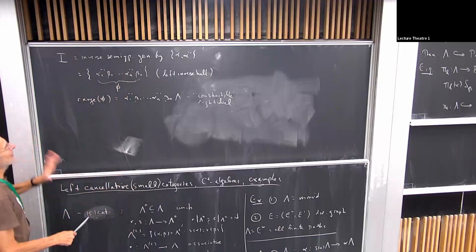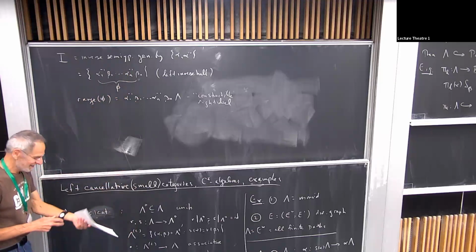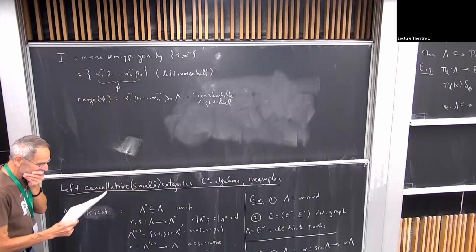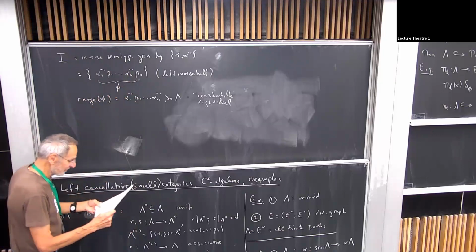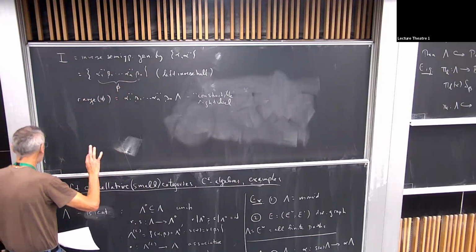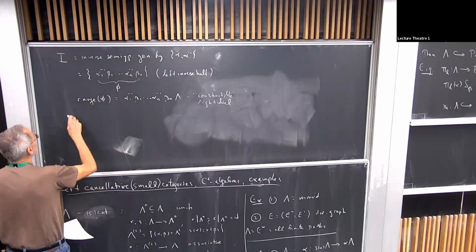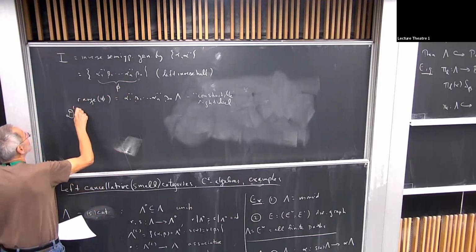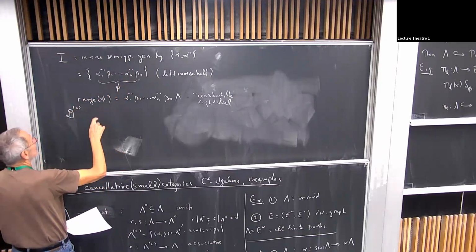I'm trying to write less because I take too much time. So now I'm going to revert to my notation, which is not really standard, but I use this script E0 for the set of all such things.